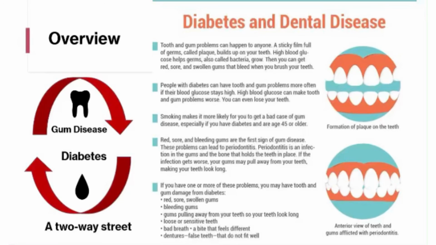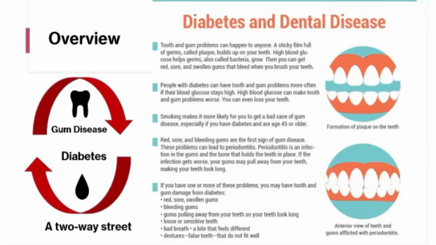If smoking is involved, it makes it more likely for you to get a bad case of gum disease, especially if you have diabetes and are over the age of 45. Red, sore, and bleeding gums are the first sign of gum disease. These problems can lead to periodontitis. Periodontitis is an infection in the gums and the bone that holds the teeth in place. If the infection gets worse, your gums may pull away from your teeth and make your teeth appear longer. This is often referred to as gum recession.